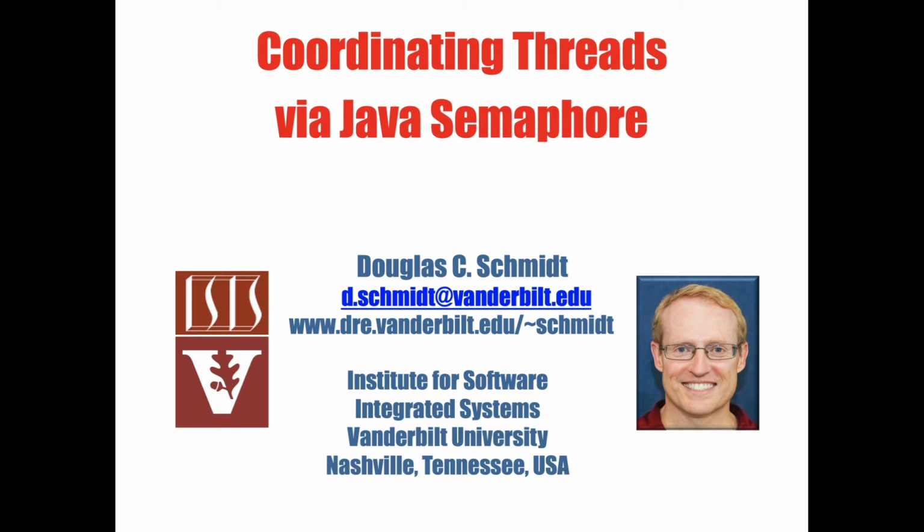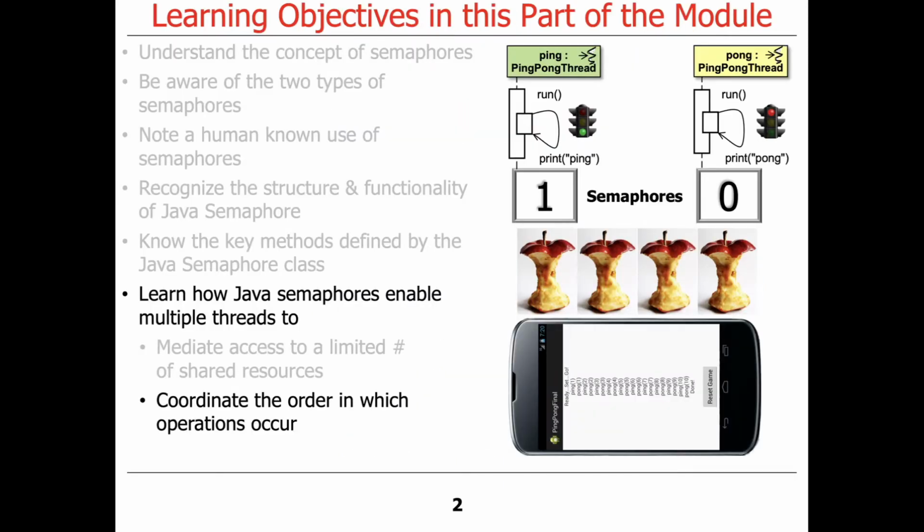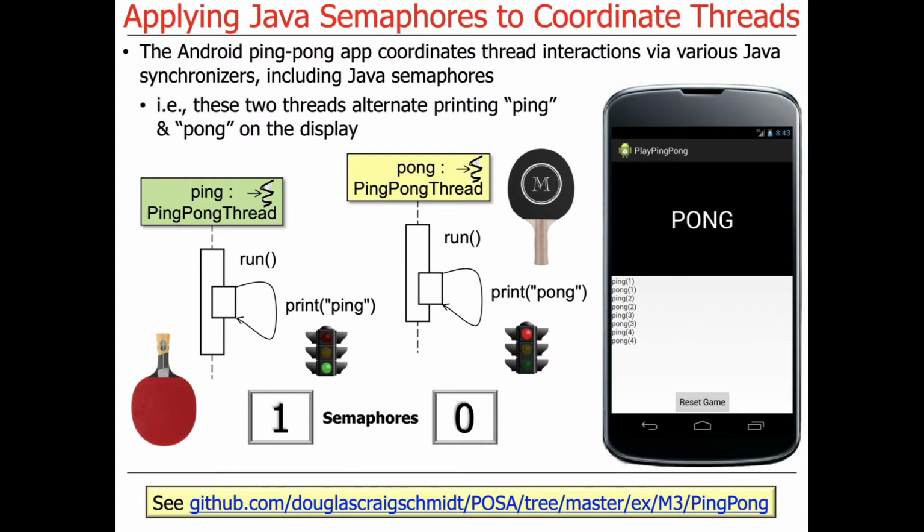So now that you've seen how we can use a semaphore to mediate access to a shared resource or shared resources, let's take another look at a different use case, which is how to use semaphores to coordinate interactions between threads. And this particular example is going to use this Ping Pong app. It coordinates thread interactions by various Java synchronizers, including Java semaphores, in order to alternate printing ping and Pong on the display.